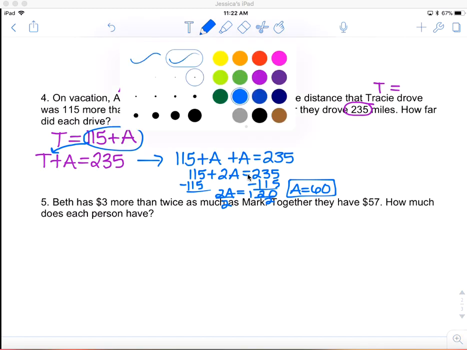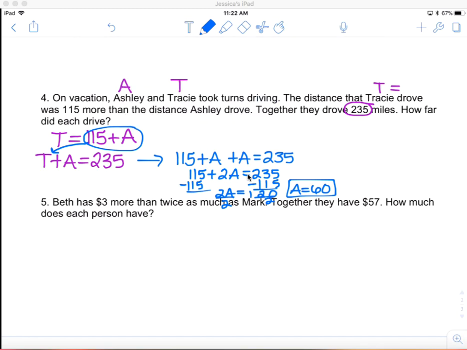To figure out what Tracy drove, I'm going to plug that back into my original. So t is 115 plus 60, which means Tracy drove 175 miles.